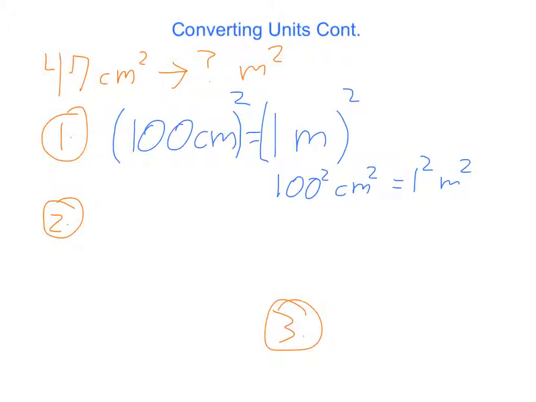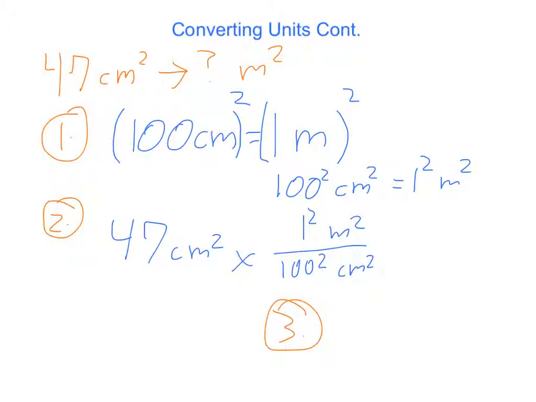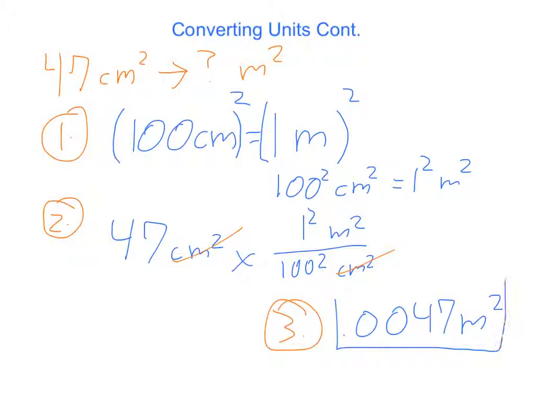So now we set it up like any other problem that we've done in the past. 47 centimeters squared, and we'll multiply by our conversion factor. I'm trying to eliminate the centimeters squared, which means I will put the 100 squared centimeters squared in my denominator and the 1 squared meters squared in the numerator. My centimeters squared will cancel, leaving me with units of meters squared, and then it's just math. That's all it is. And we end up with 0.0047 meters squared as our final converted answer.